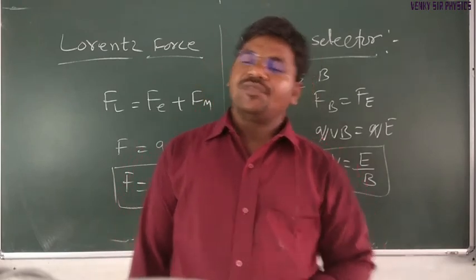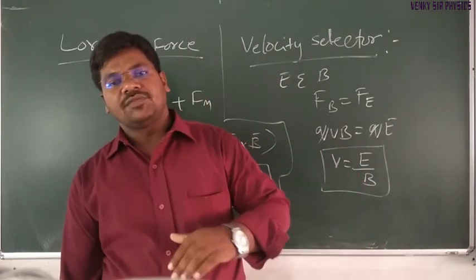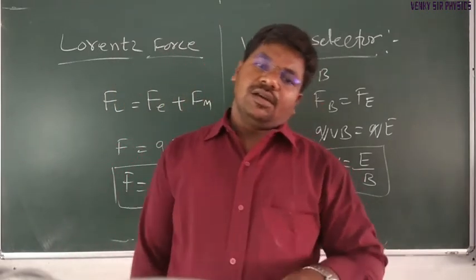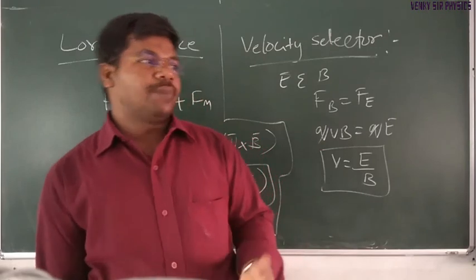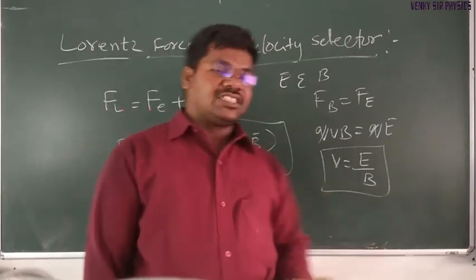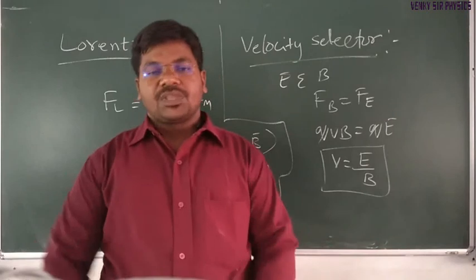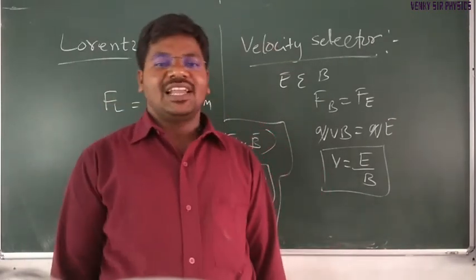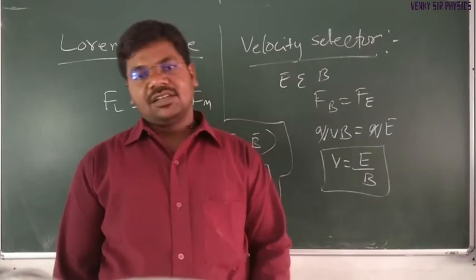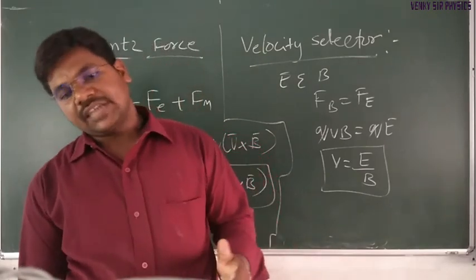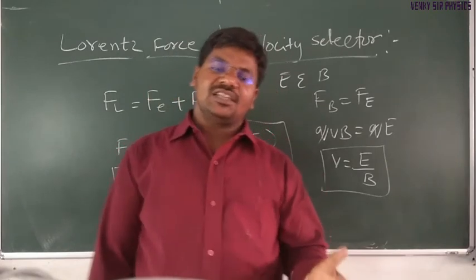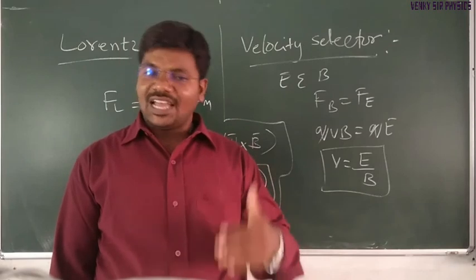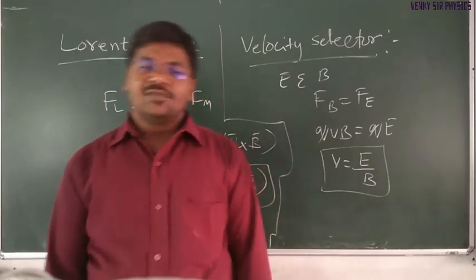With the help of electric and magnetic fields, we can equalize the electric and magnetic force, and by that we get a velocity selector. If electric and magnetic forces are equal, what happens? The charged particle is undeflected. So when the charged particle moves in magnetic and electric fields, the particle is undeflected. That particle having a particular speed, that speed is called the velocity selector.